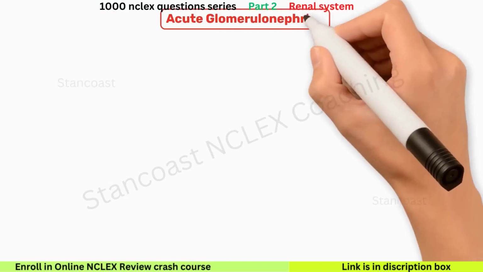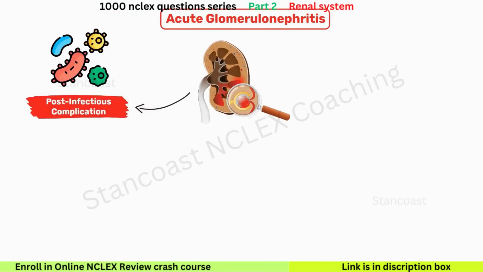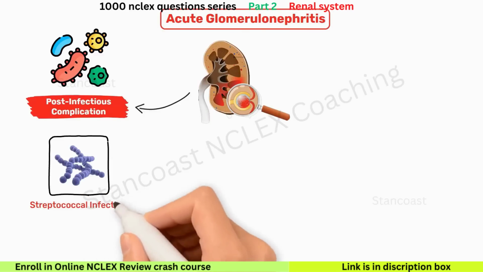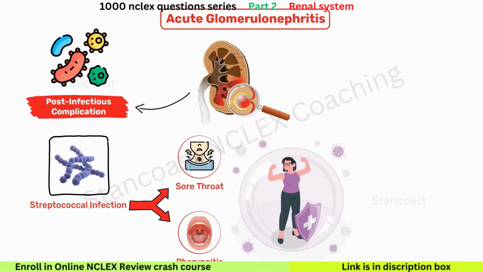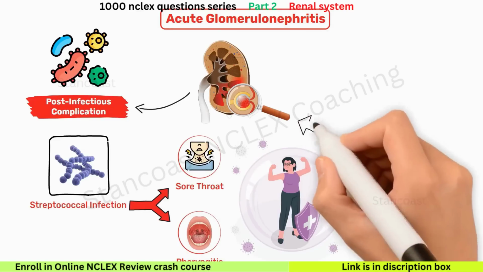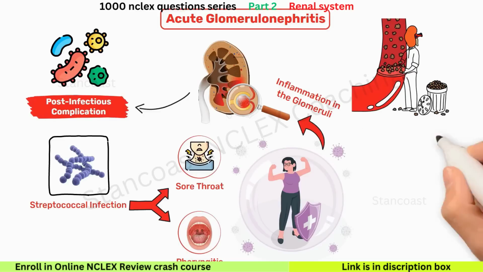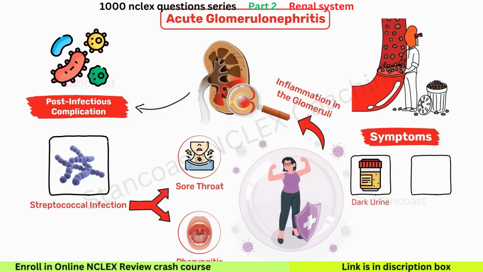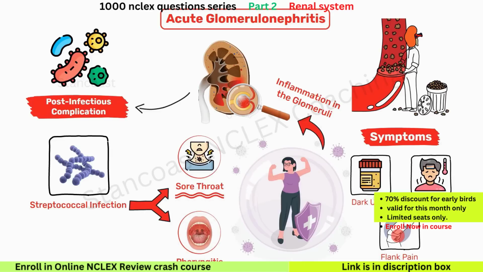Acute glomerulonephritis often occurs as a post-infectious complication, frequently following a streptococcal infection such as sore throat or pharyngitis. The body's immune response to the infection can inadvertently cause inflammation of the glomeruli, the kidney's filtering units, leading to symptoms like dark urine, fever, and flank pain. Therefore, a recent episode of sore throat would be the most likely health history factor in this patient's case.